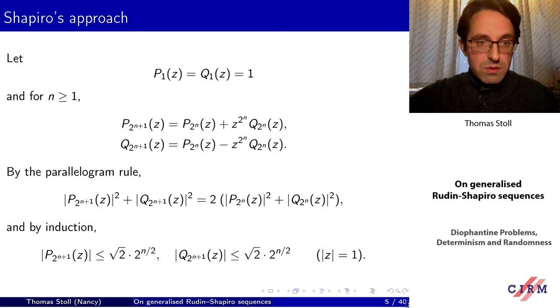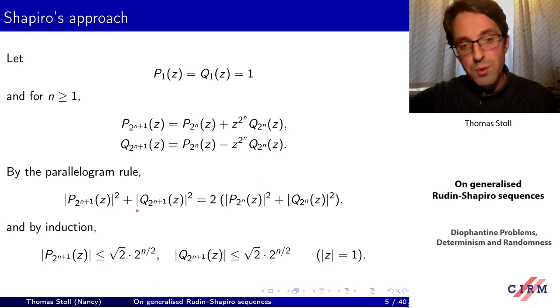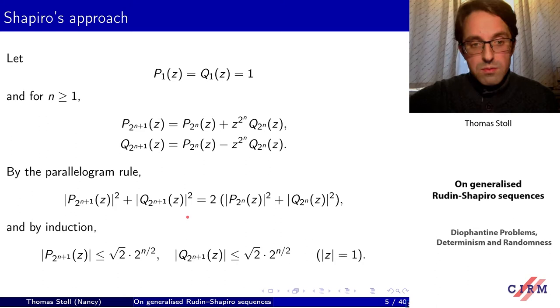He used the parallelogram rule, a very simple fact about complex numbers, so that going from degree 2^n to 2^(n+1), in the square sense, you get an additional factor of 2 only. So by induction, you can prove that the modulus of this polynomial on the unit circle is bounded by a constant times the square root of 2^n. And so you basically get the square root saving on the degree of the polynomial.